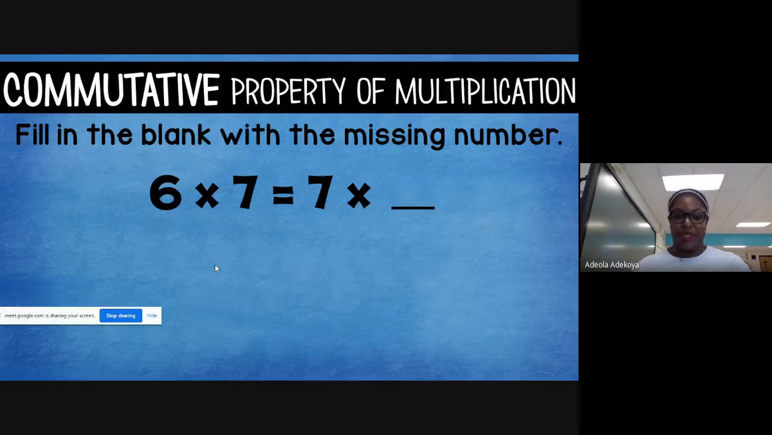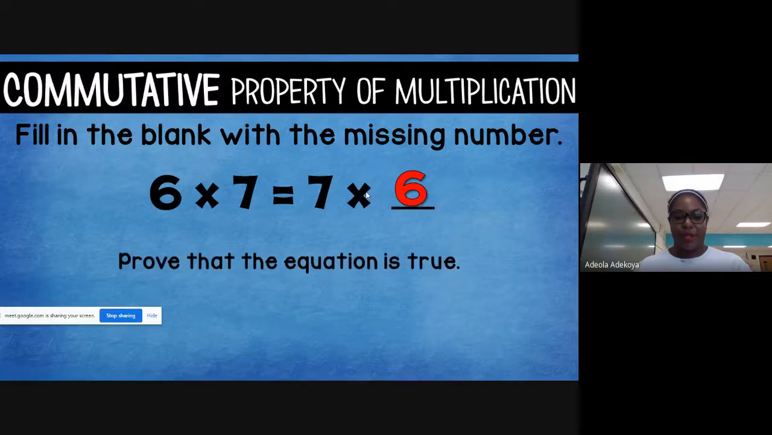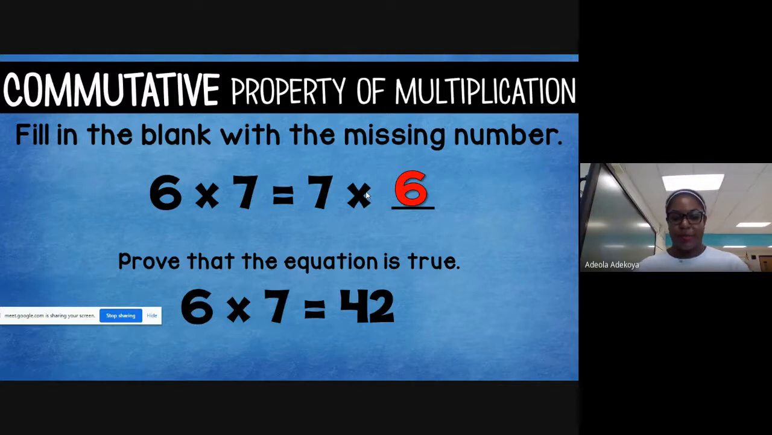Here we're going to fill in the blank. 6 times 7 equals 7 times 6. It's going to give you the same number. In order to prove this, when we do our multiplication, 6 times 7 is 42, and 7 times 6 is 42 as well.